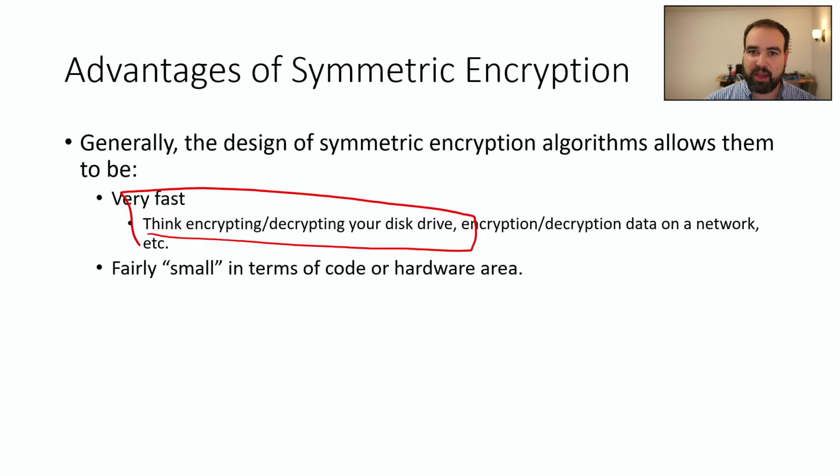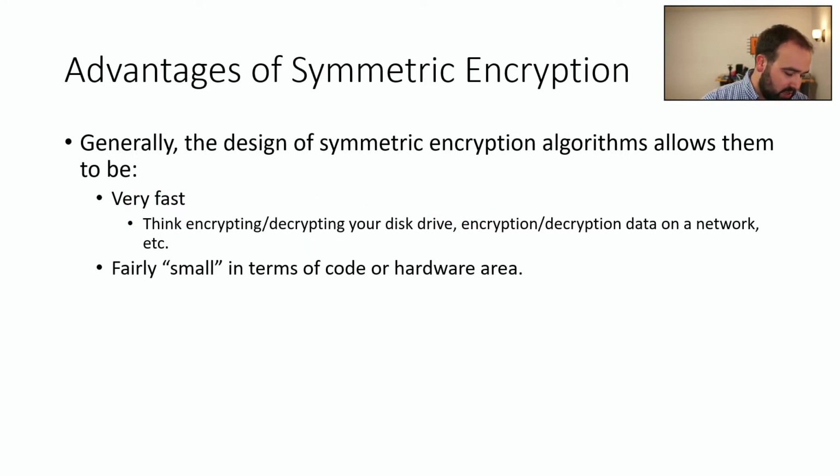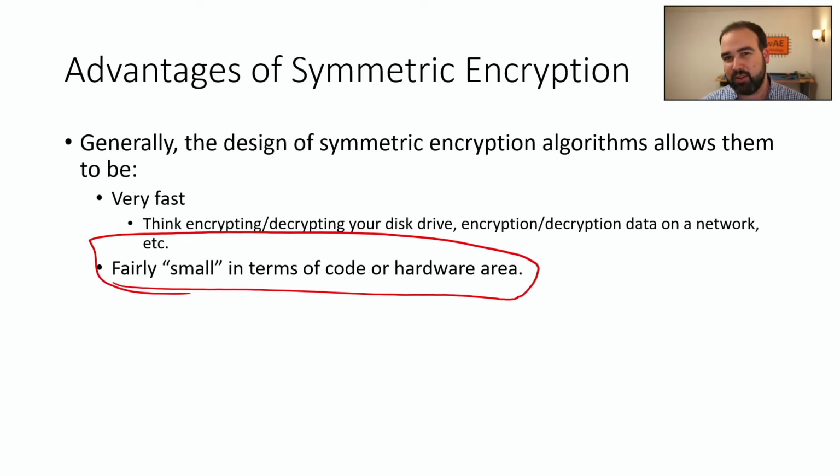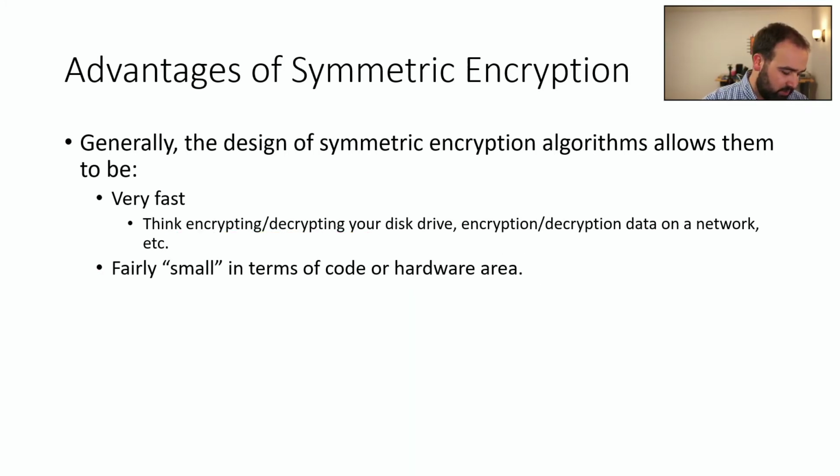So we assume there's some other way to share the key, and that other way might be really slow. It's not suitable for sending all of the data. But we can use symmetric encryption to then send all of our data. It also tends to be fairly small, so compared to asymmetric and other ones we'll talk about later, it's a lot smaller, so that's the advantage there.